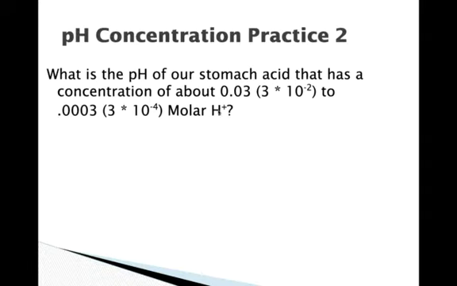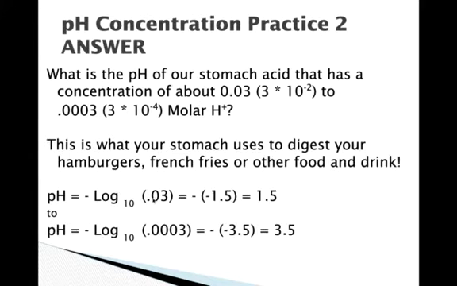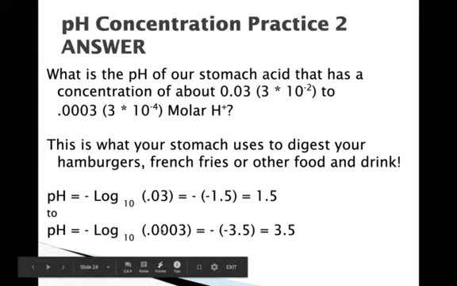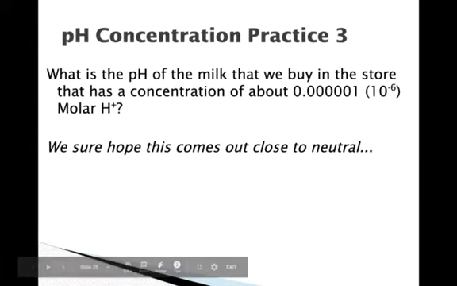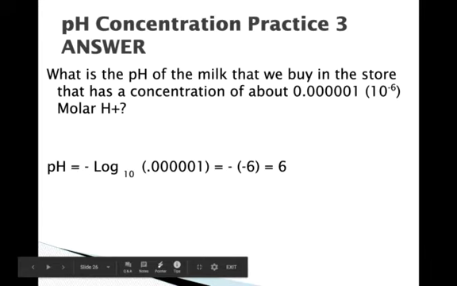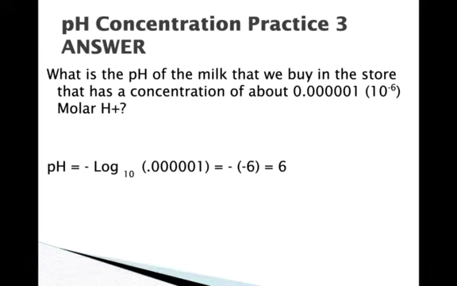Here are a couple other ones to try. Same ideas. Here we're given a range of molar concentrations of hydrogen ions in stomach acid. We plug those two concentrations into our pH formula. We've got a range of the pH of our stomach acid. We can do the pH of milk. We are, of course, hoping this is close to neutral because acidic milk sounds horrifying. And look at that. It comes out to about 6.